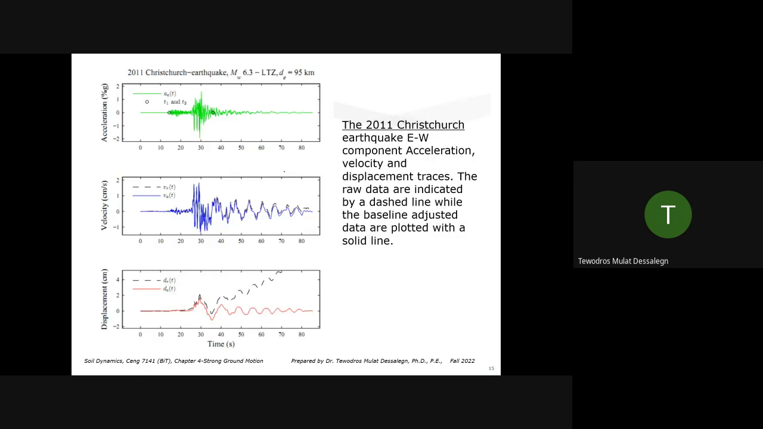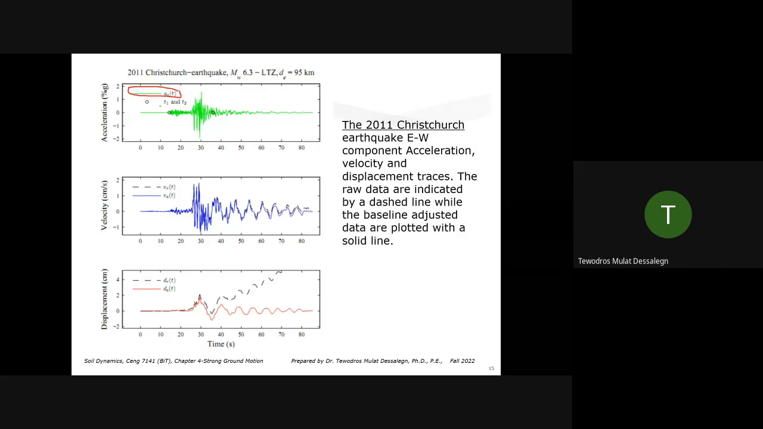Or you can see another example, the 2011 Christchurch earthquake. You can see the acceleration here, but you don't see the error. The solid line is the corrected one. The high frequencies and the low frequencies outside the range of our interest should be filtered out.